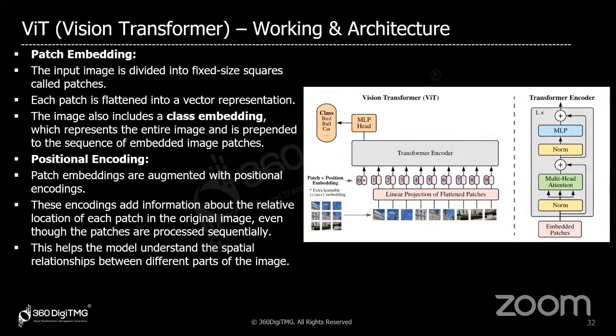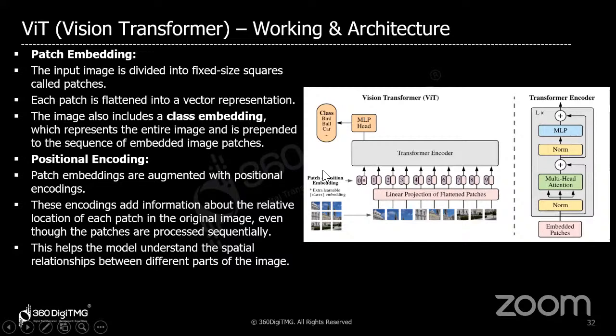This is the Vision Transformer working architecture. Firstly, we take our image embeddings. The input image is divided into fixed-size squares, which are called patches. Each patch is flattened into a vector representation, or what we can say is a numerical format.